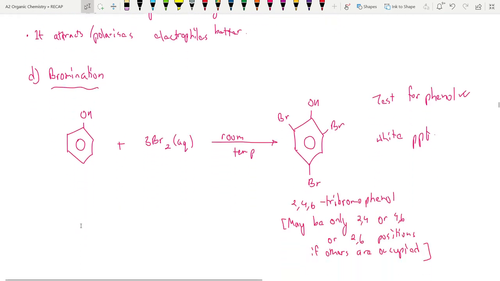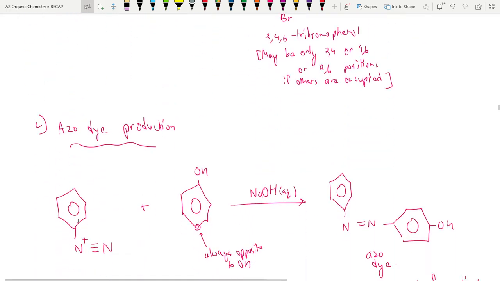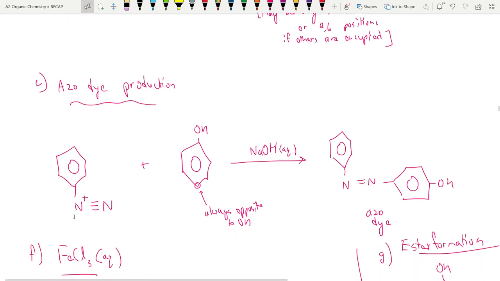So moving on to bromination. It reacts with aqueous bromine at room temperature to form 2,4,6-tribromophenol. It's a white precipitate. This is a test for phenols. Phenols can also be used to form azo dyes by reacting with diazonium salts, okay, to form azo dyes. They are colored compounds, okay.